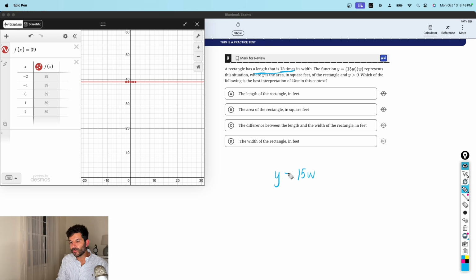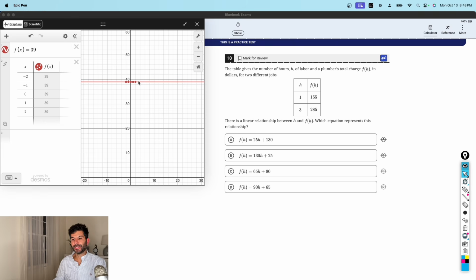So when you have that equation up there in the problem, this is definitely my width. Because we know that the length is 15 times the width, this represents the length. And as we know, area is equal to length times width. So I'm going to look for 15w, I'm going to look for that interpretation to be the length. So that looks like it is choice A. So I'm going to go with that for my answer.